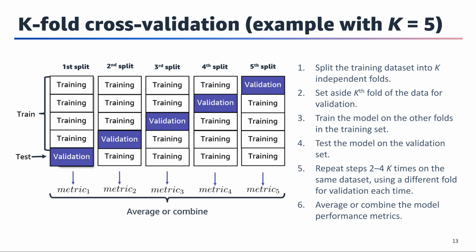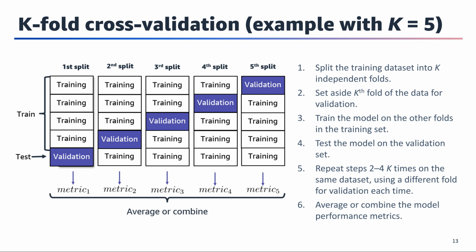Now, we will discuss validation methods. K-fold cross-validation is a crucial statistical method used to assess how well a machine learning model will generalize to independent data. In this example with k equals 5, here's how the process works. First, we begin by dividing our complete dataset into 5 equal size, non-overlapping segments or folds.